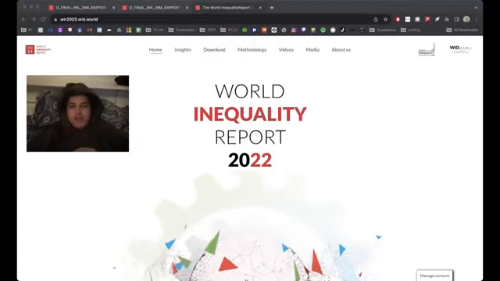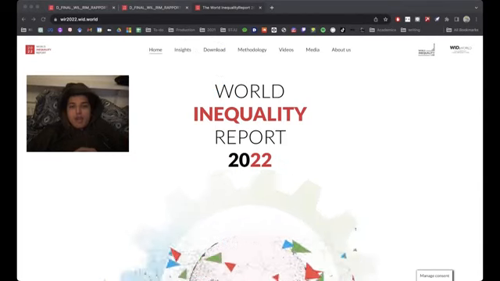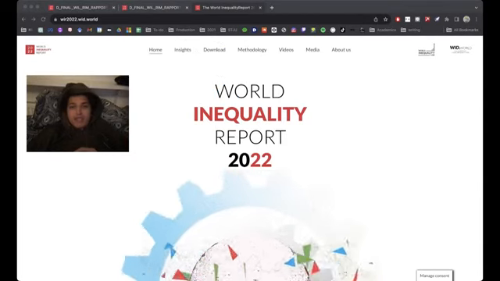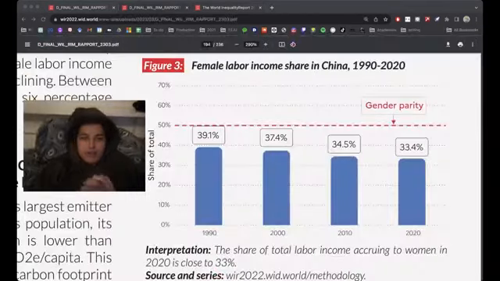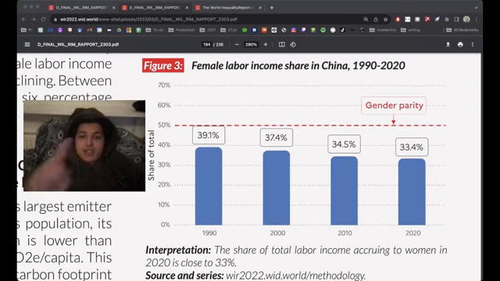The examples that I'll be presenting from my bed are taken from the World Inequality Report from 2022. For my example bar graph, I'm using the female labour income share in China from 1990 to 2020. I think this graph is a really good example because it can highlight a couple different things that a bar graph can be used for. So for example, this shows change over time from each decade, 1990, 2000, 2010, and 2020, but it can also show us where the gender parity is.